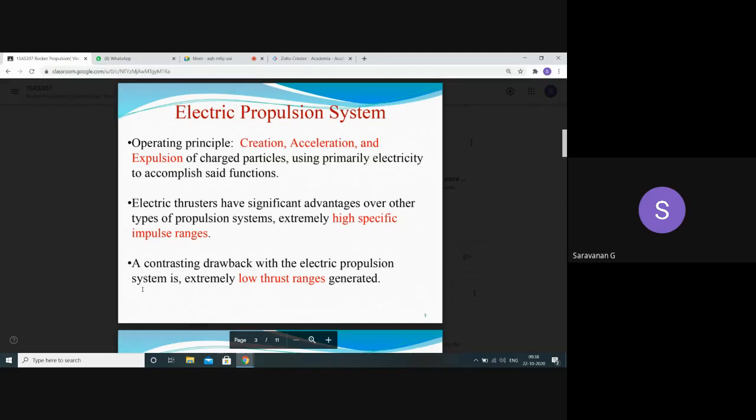Even when the thrust is low, we are able to achieve high specific impulse. Even when the thrust is high, we can go for low specific impulse. Everything is based on the mass flow rate of the propellant.